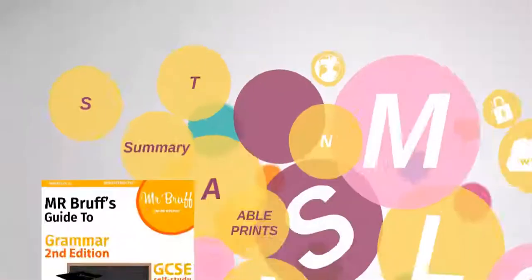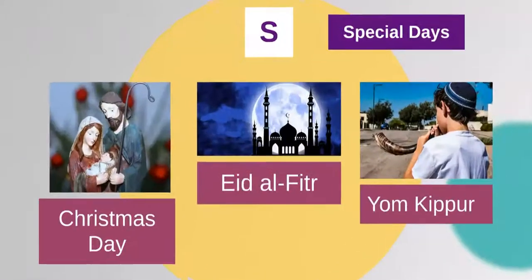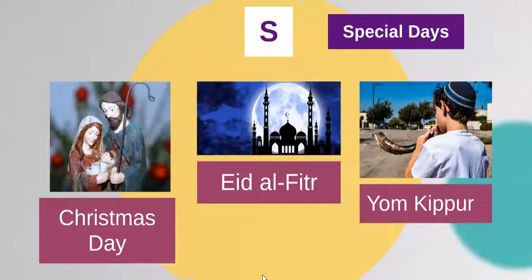S is for special days. For example, Christmas Day, when Jesus was born. This is an Islamic holiday that marks the end of Ramadan, the month of fasting, and this is the holiest day of the year in the Jewish calendar.